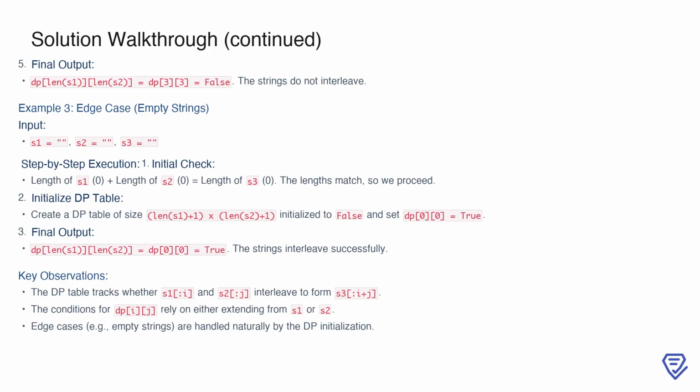Since there are no characters to compare or additional rows and columns to fill, the final output is determined directly from DP[0][0]. The result is true, confirming that the strings interleave successfully. This example highlights how the DP approach handles edge cases naturally, without requiring special handling. Overall, the key observations are that the DP table tracks whether prefixes of S1 and S2 can interleave to form prefixes of S3, and the conditions for each cell depend on whether we can extend from either S1 or S2.